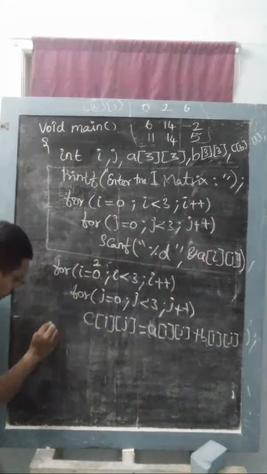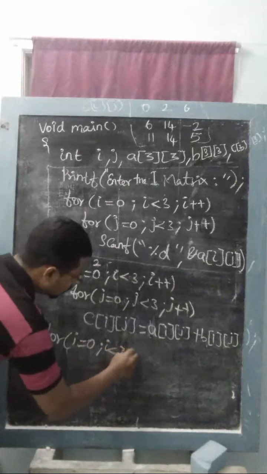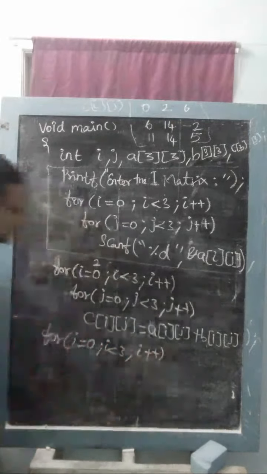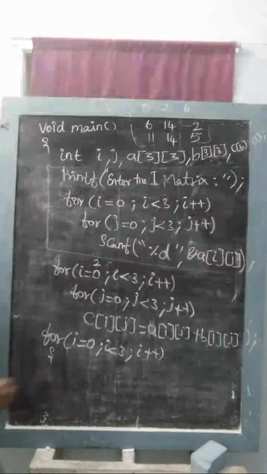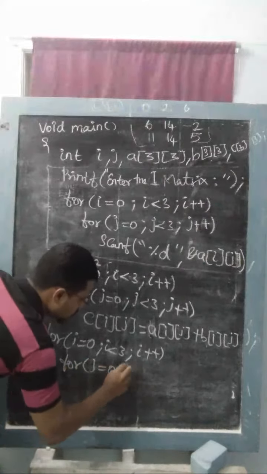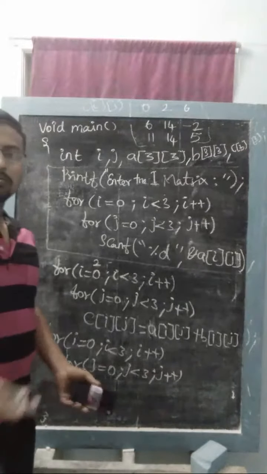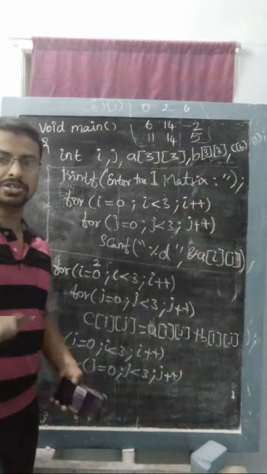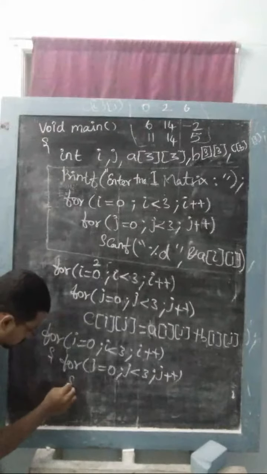I am just writing for I is equal to 0, I less than 3, and then I plus plus. And you have to write open bracket and close bracket here. And here you have to open for j is equal to 0, j less than 3, and then j plus plus. I hope you know very well about nesting of loops and arrays, two-dimensional arrays. So now we have to write printf.